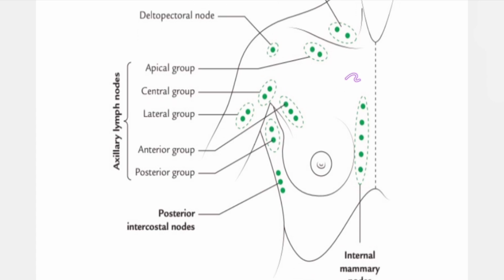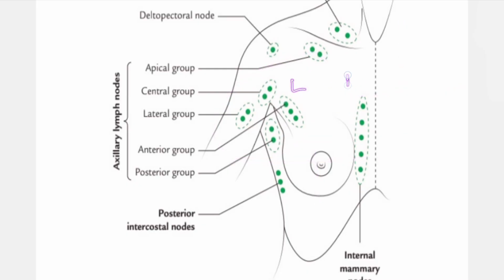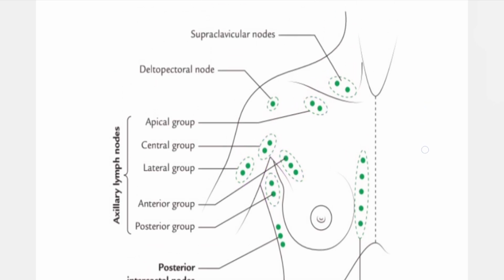Then you have all these lymph nodes draining the outer quadrant. You can divide the breast into 4 quadrants, lateral and medial with this, and upper and lower with this. So the outer quadrant of breast is drained by these axillary group of lymph nodes. After draining, anterior group, posterior group and lateral group will go and drain into central group. From central group it will go to apical group. From apical it will reach the supraclavicular lymph nodes.